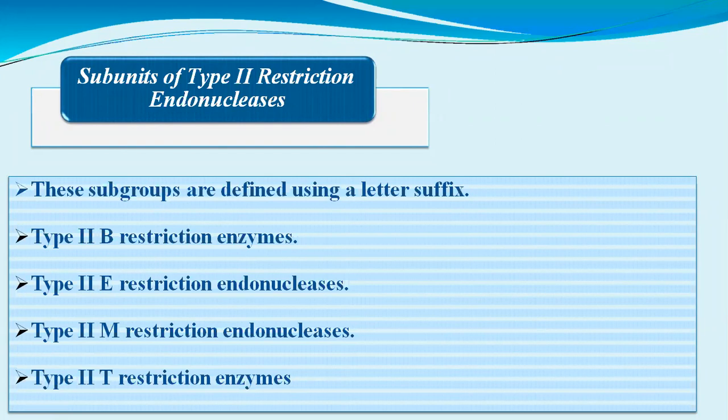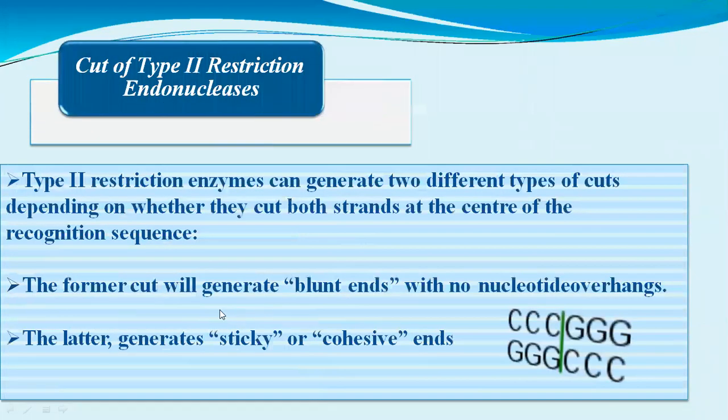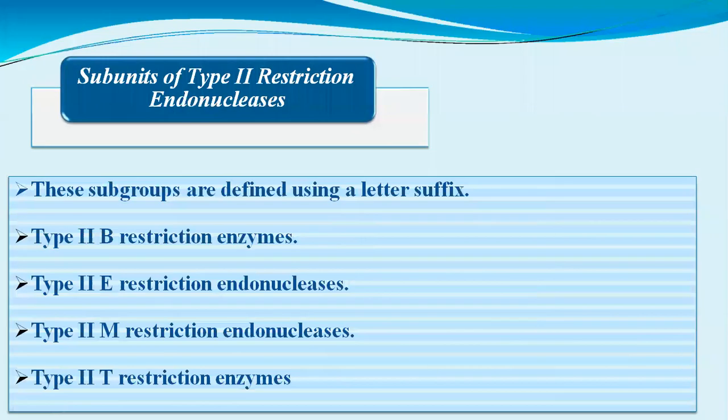Okay, so maybe type 2B restriction enzyme cuts the DNA in a blunt way. Type 2 restriction enzyme, which is E subunit, can give you the sticky ends. It can recognize a different kind of sequence or something like that. So something will be common between them, but they will have a little bit of a difference depending on where exactly they are cutting and what kind of a cut they are making. Either they are giving you a blunt end or they are giving you a sticky end.